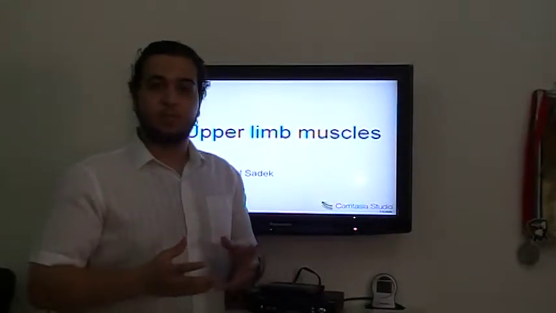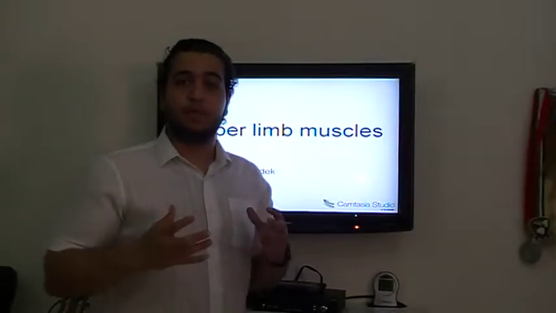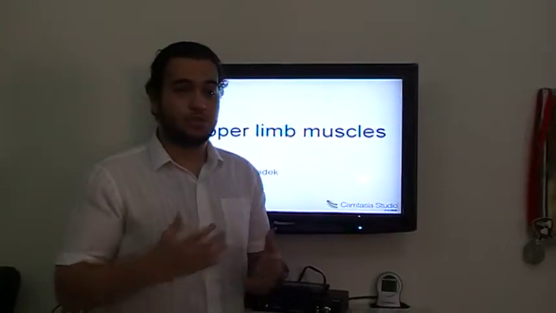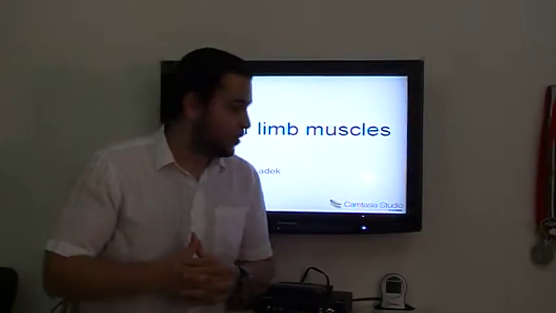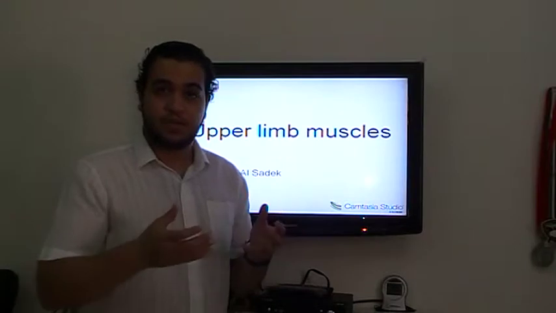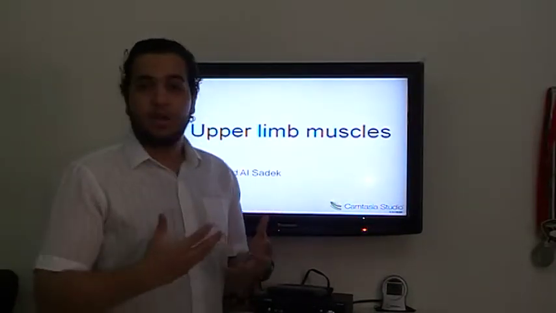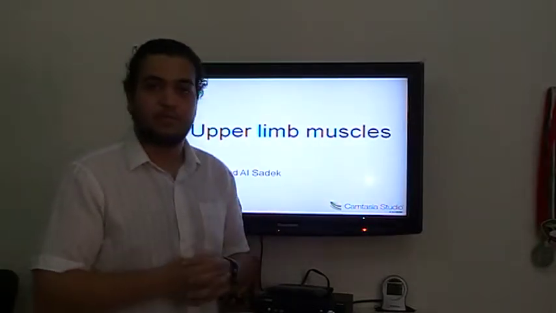Last class we were explaining the osteology of the upper limb, and before that was the anatomical terminology. It was just an introduction about anatomy. And this class I'm going to be explaining to you the upper limb muscles. I recommend you check the previous lectures so you can have a better look at these muscles. It will be easier for you.